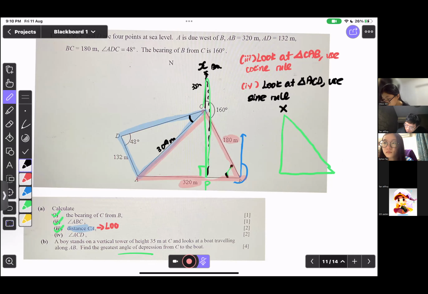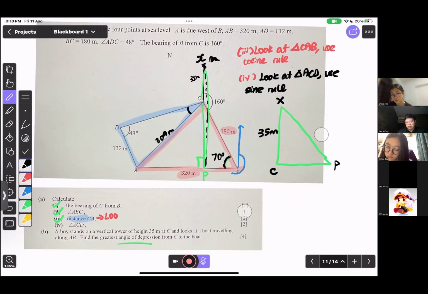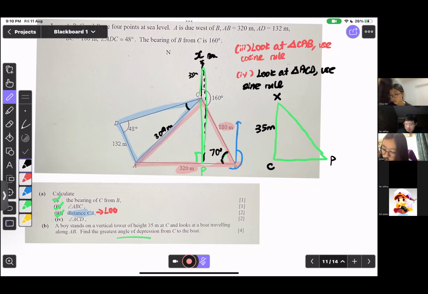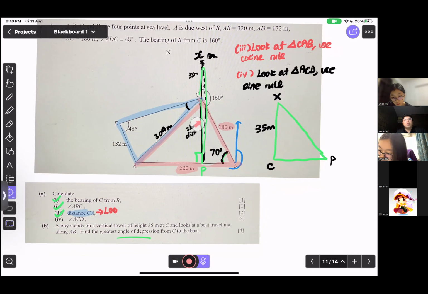Point X, point C is below 35 meter, right? And you need to find what CP. So again, to find CP, you need to use the area of triangle to help you. This CP is basically the shortest distance. The shortest distance will give you the greatest angle of depression or the greatest angle of elevation.